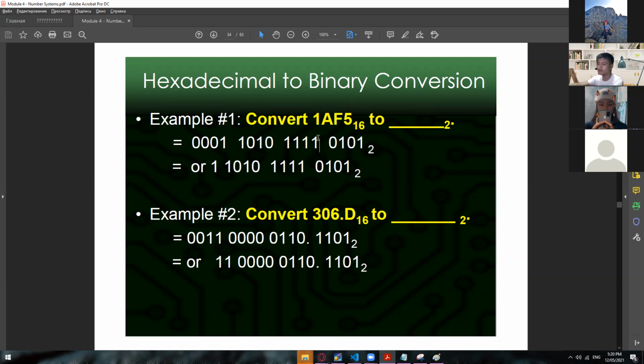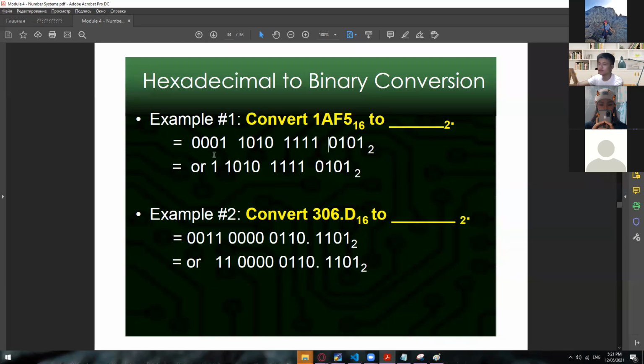And then for the letter F, of course, everything is activated. So 8 plus 4 plus 2 plus 1, which is equal to 15. And then lastly, we have 5, so we need 4 and 1. So 0101. Okay, so as simple as that, you can already convert those characters into binary right away.